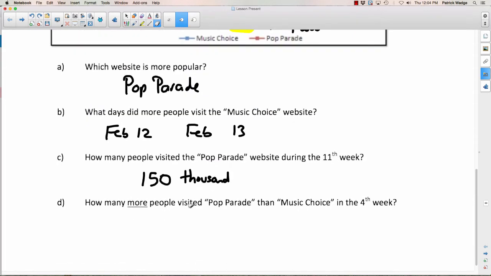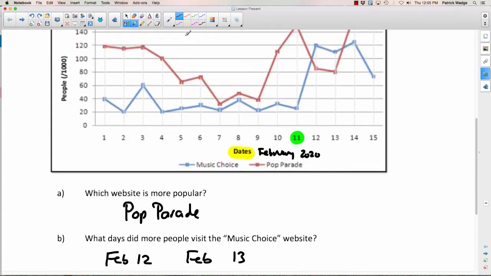All right, how many more people visited Pop Parade than Music Choice in the 4th week? Oh, we got to know how many more. So this is going to be a 3-step question. We got to figure out how many people visited Pop Parade on that day, how many people visited Music Choice on that day, and then get the difference. So 4th week is right here. If we look up from there, the two we're interested in are this one and this one.